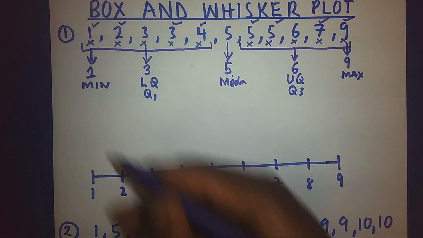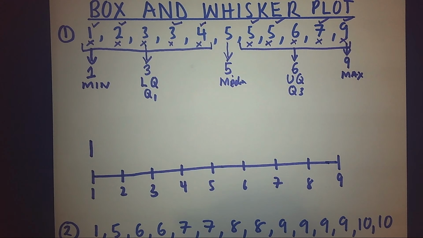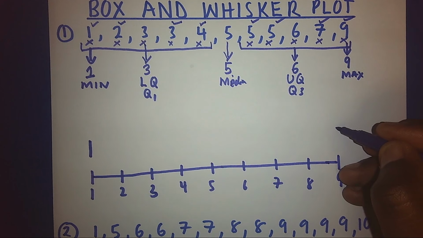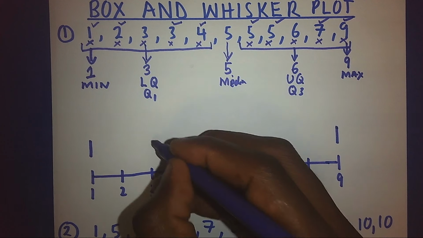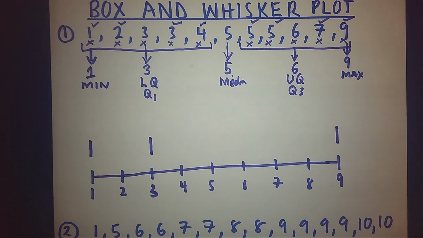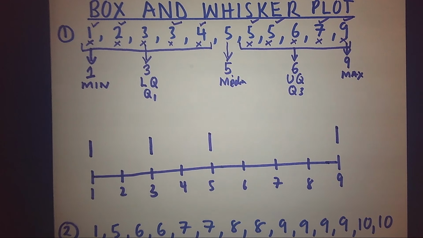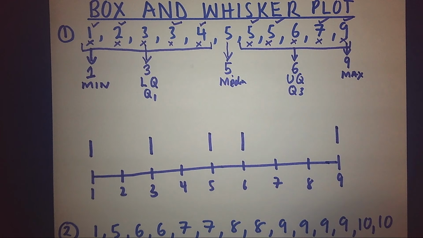Our minimum is 1. So we can keep a nice line at 1. Our maximum value is 9. So we can also keep another line at our maximum value. Then we go to our lower quartile, 3. We keep another line at 3. Our median is 5. We keep a line at 5. And our upper quartile is 6.